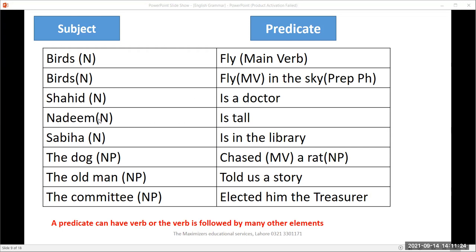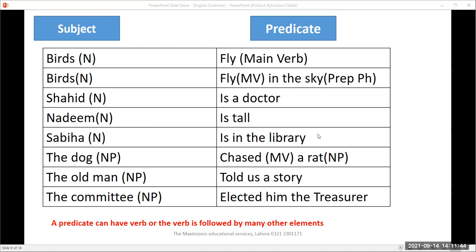Nadeem is tall. So Nadeem is the noun, it is the subject, "is tall" is the predicate. What is "is"? It is the main verb. "Tall" is the adjective because it is adding to the meaning of Nadeem. So a predicate can have a verb, it can have an adjective, it can have a complement, it can have a prepositional phrase.